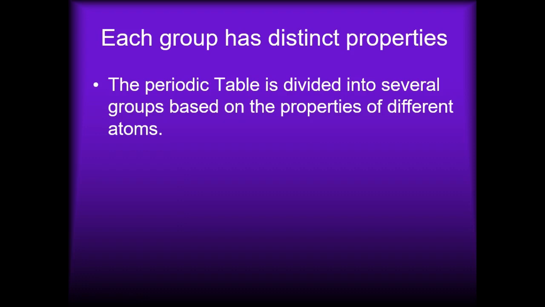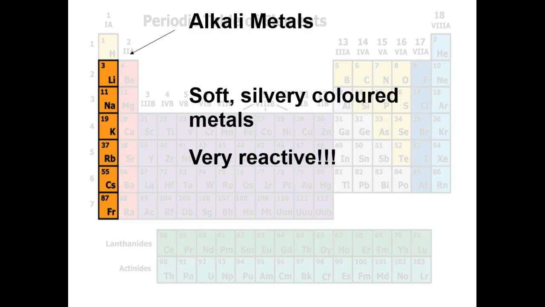Each group has a distinct property, and this is where I was going back to before. The periodic table is also divided into groups based on properties. For instance, group 1, and you notice hydrogen is not involved in group 1 because hydrogen is not a metal. All of these in group 1 are alkali metals. We're going to label our periodic table in class soon. They are soft, silvery colored metals. They are very, very reactive with water.